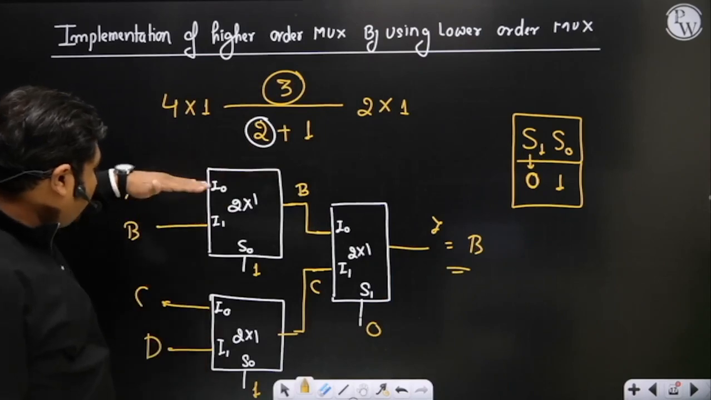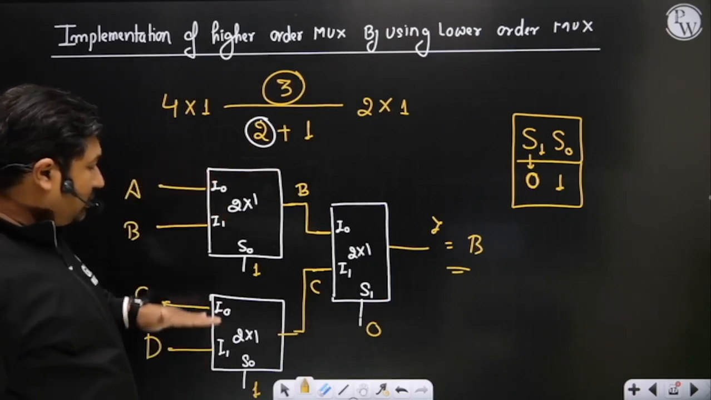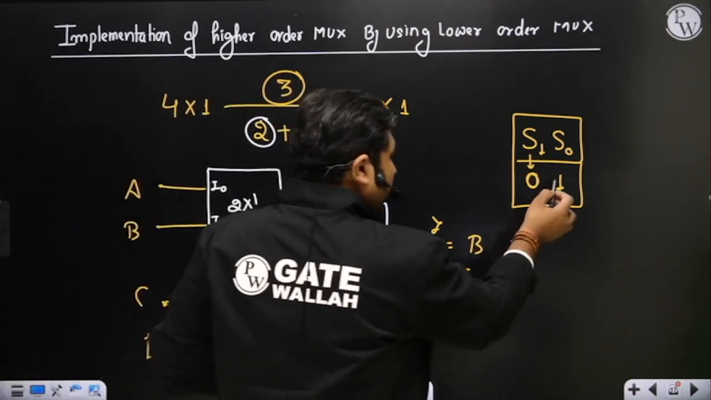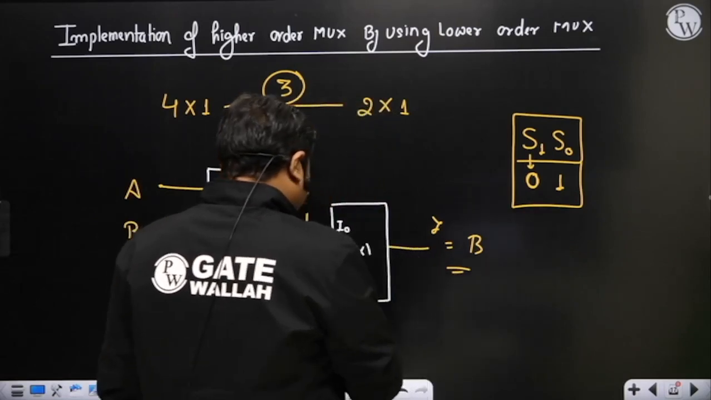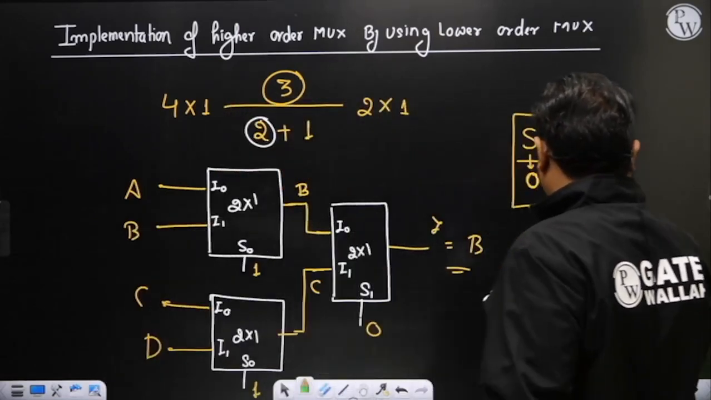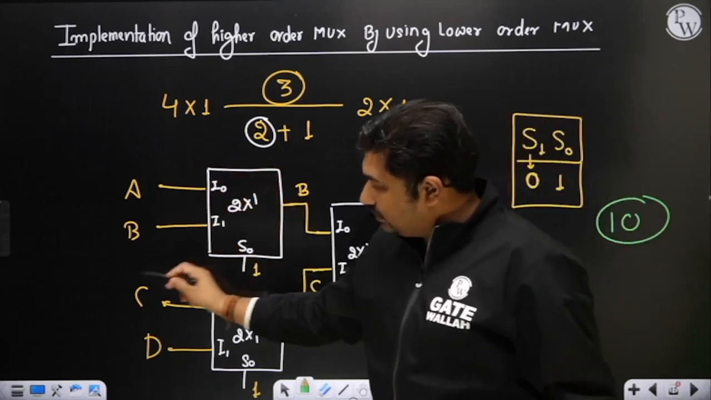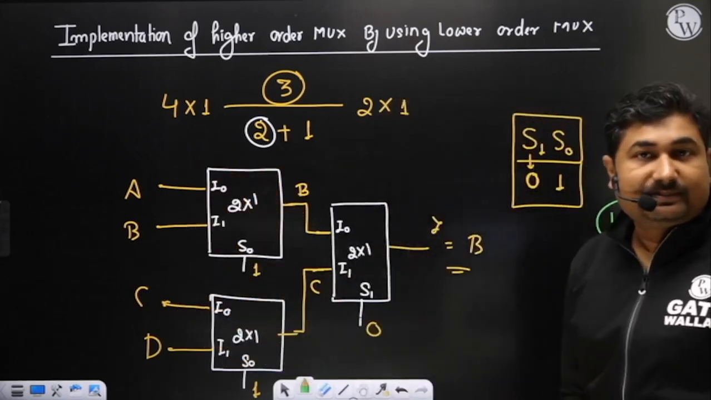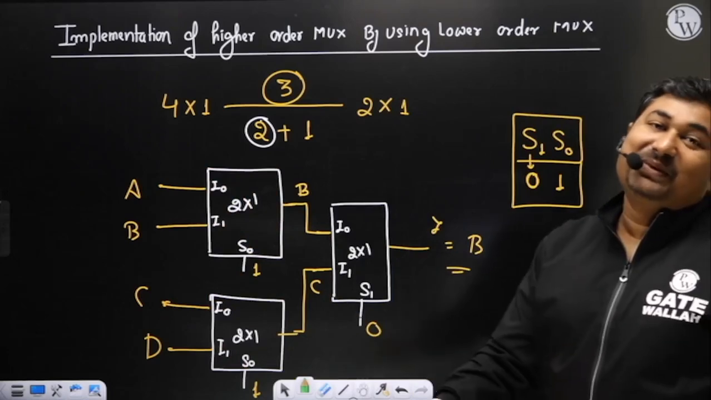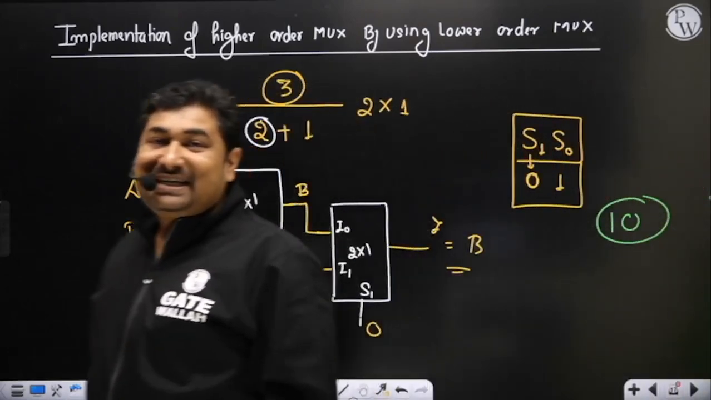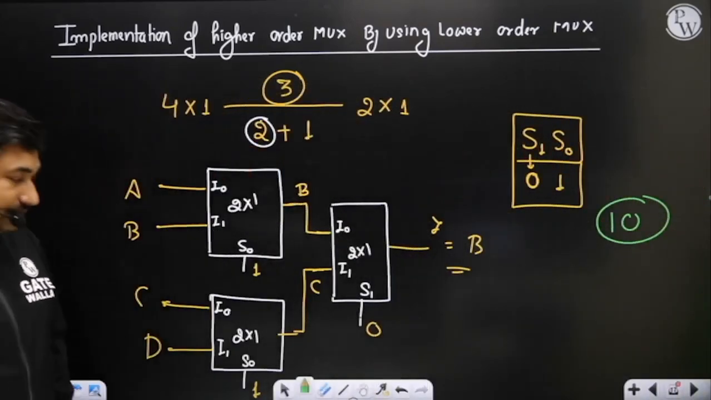So, sir, it means 0, 1, 2, 3. If I give you the condition as 1, 0: 1, 0 is the binary of 2. It means 0, 1, 2. C is going to be transferred to output Y. It's very simple. Is it okay? Great, sir.